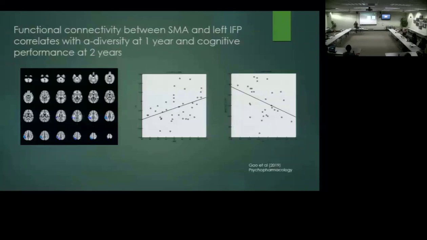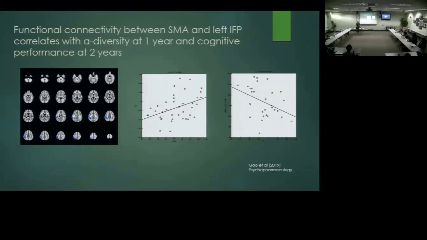We also see that alpha diversity associates with functional connectivity in the brain. And in particular, connectivity between sensory motor areas and the left inferior parietal cortex. And this was really exciting because not only does alpha diversity correlate with this, but this measure also correlates with cognition. So it looks like this is a neural circuit that mediates microbiome associations with cognitive outcomes.